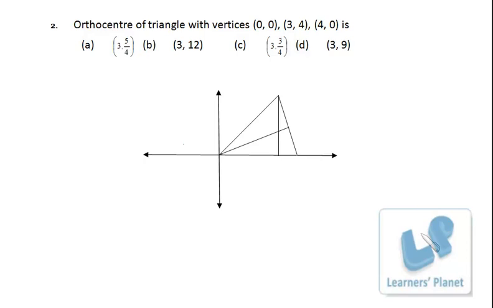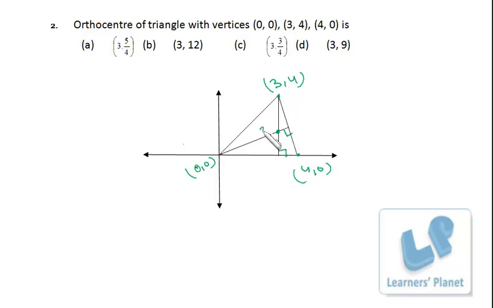Now just listen to me carefully. This point is 0, 0, right? This point is 4, 0. This is perpendicular, this is perpendicular. This point is 3, 4, right? Now this is the orthocenter. Now the orthocenter is on this line, right? That means the x coordinate should definitely be 3, right? Because this is a perpendicular line to the x-axis, so the x coordinate will be the same, right?